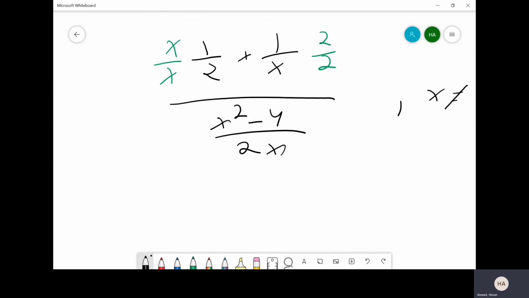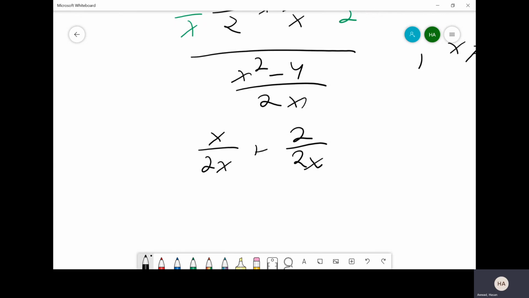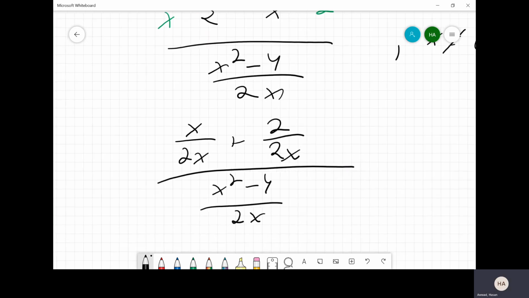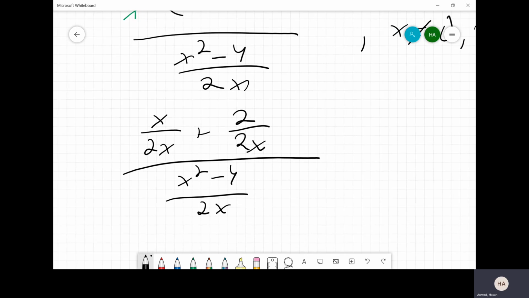So by doing so, we have x over 2x plus 2 over 2x. And this is still all over x squared minus 4 all over 2x. Okay, now that we have the common denominator in the two fractions in the top, we're just going to combine those.